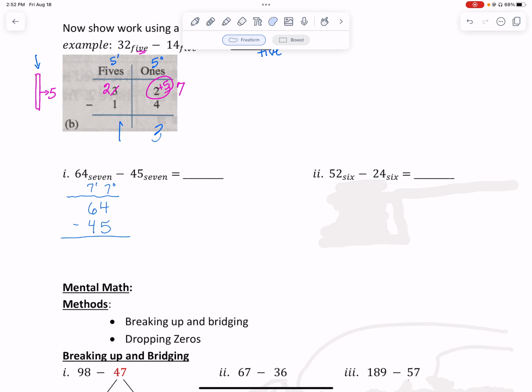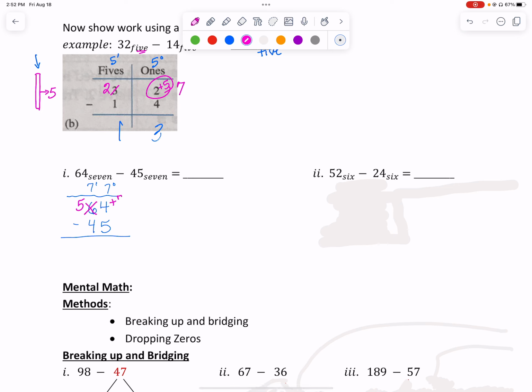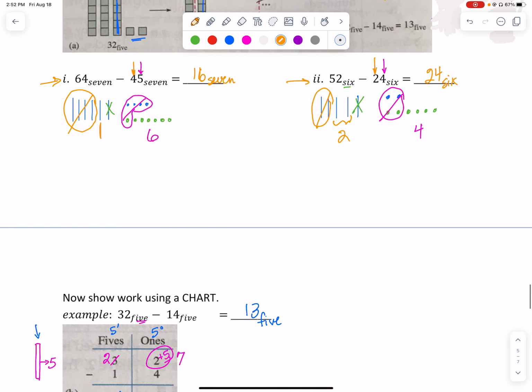Anyway, so we got 64. We've got to subtract 45. Unfortunately, we only have 4 here, so we can't take 5 away. So I'm going to come in, cross that out and make it a 5, right? And then what are we going to add to the 4? We're going to add 7 to it because we're in base 7. So that's going to give me 11. So 11 minus 5, that's going to give me 6. And then we're going to just subtract 5 minus 4 and get 1. So I'll have 16 base 7. That's what we got up here.